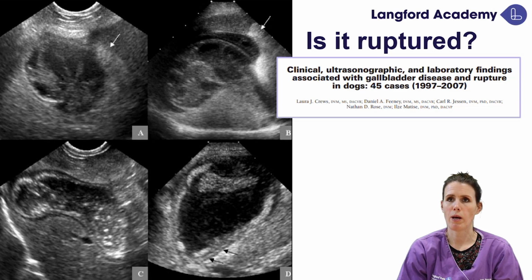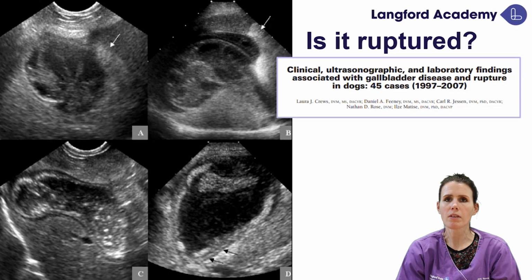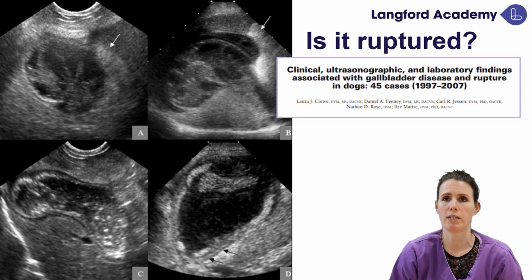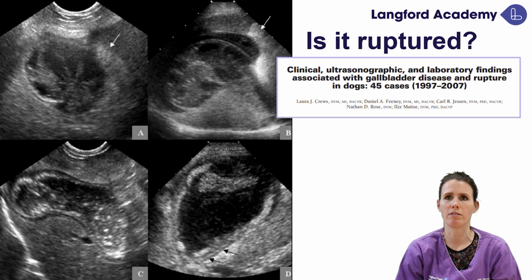These images from this paper here really are just to demonstrate how difficult it can be to identify rupture. I think we could convince ourselves there's a possibility of rupture in all 4 of these images, whereas in fact only the top 2 are ruptured.